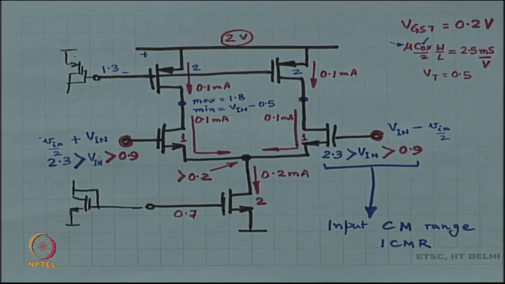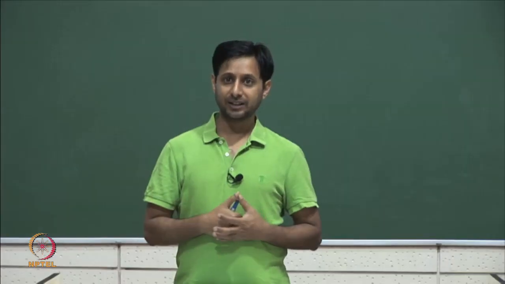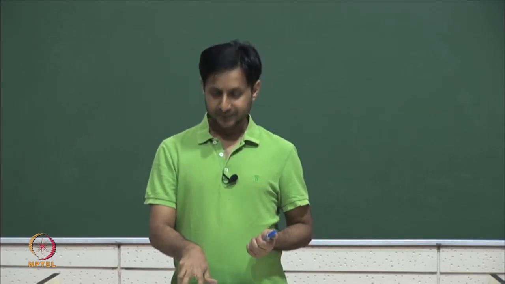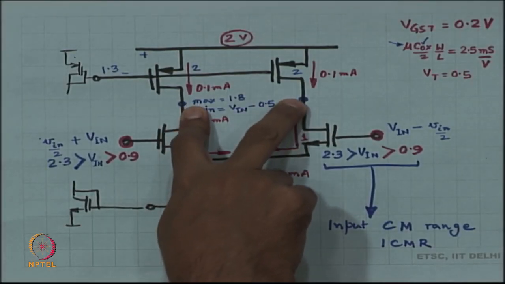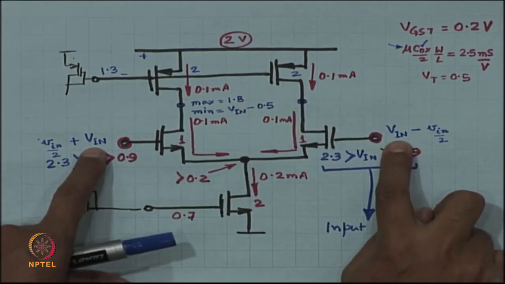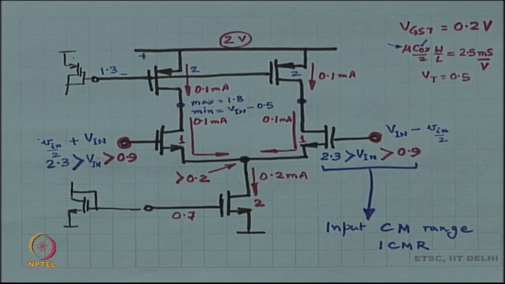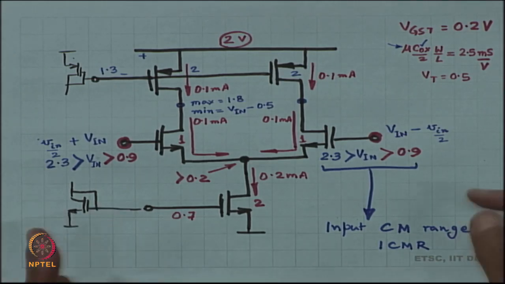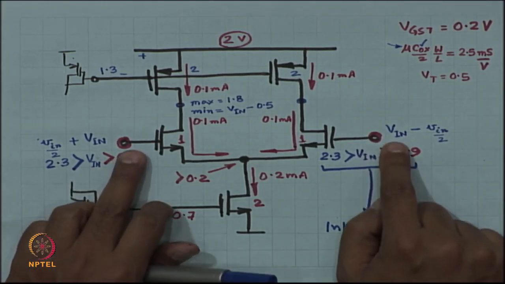That rejection ratio is called the common mode rejection ratio, CMRR. Remember, we discussed this: CMRR is the ratio of differential mode gain to common mode gain. It tells how much is the signal to interferer ratio at the output versus the signal to interferer ratio at the input. That is how much you are rejecting the input common mode signal. So this input common mode does not have to be a static value.